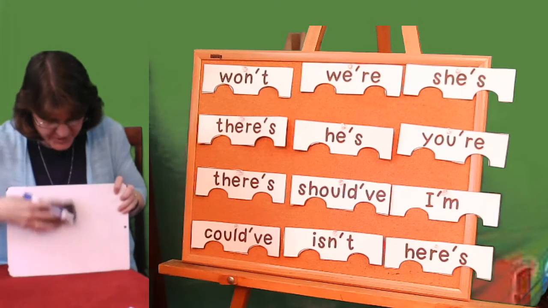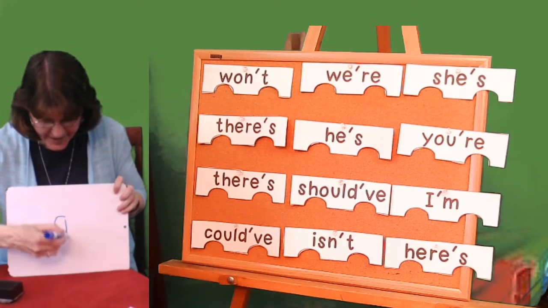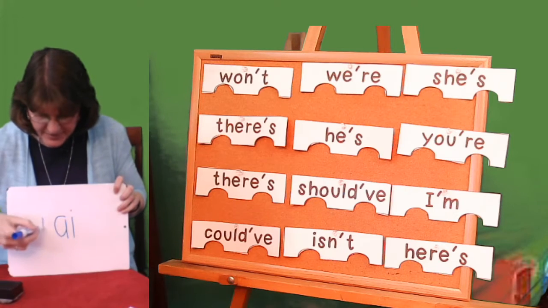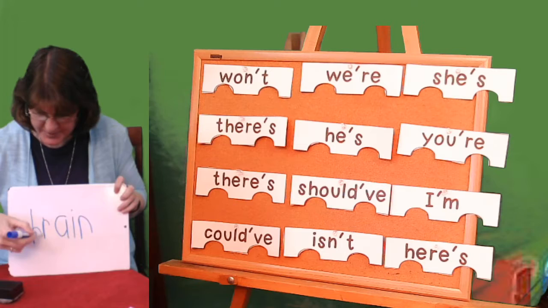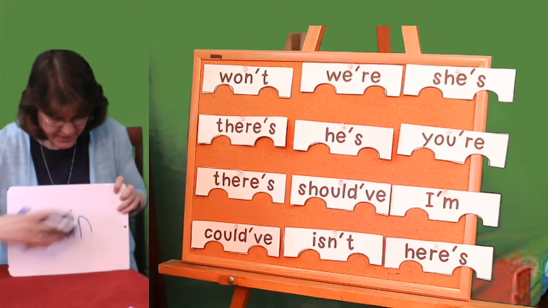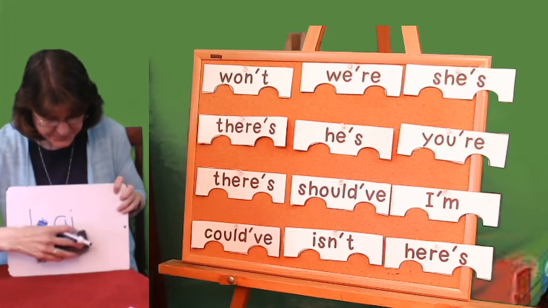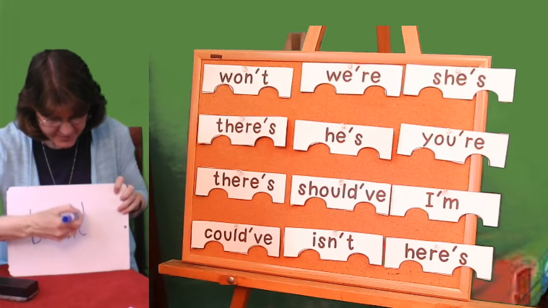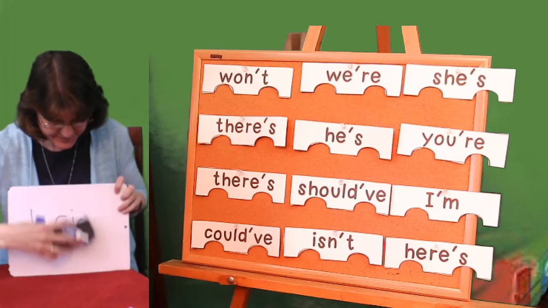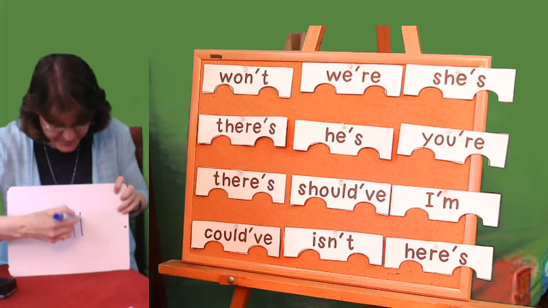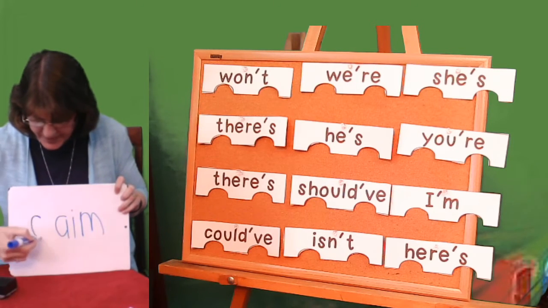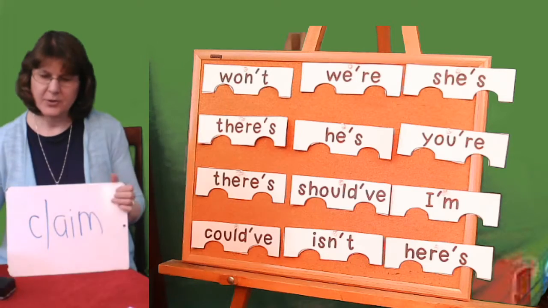And let's change now to our AI vowel team, which says A. Now we have rain. Put a B in front. We have brain. Change our ending sound. We have braid. Let's put an M at the end. Now we have claim. Good job on your review.